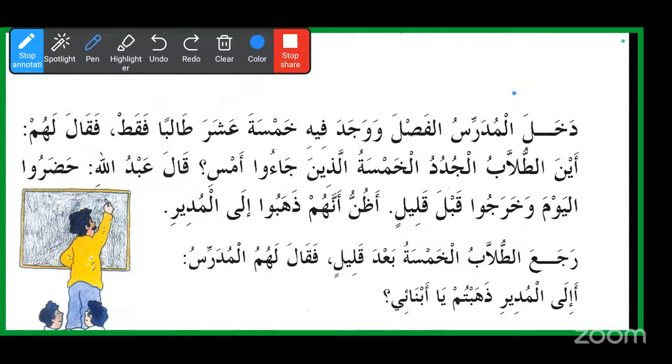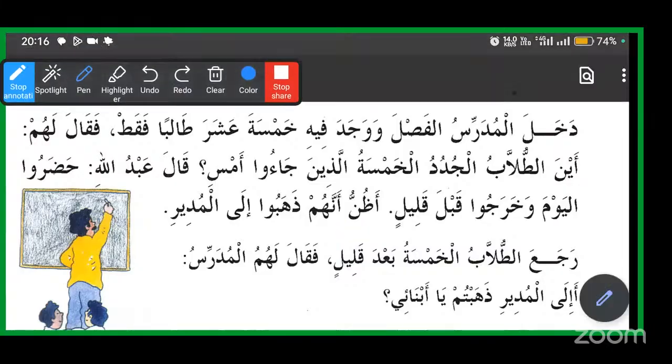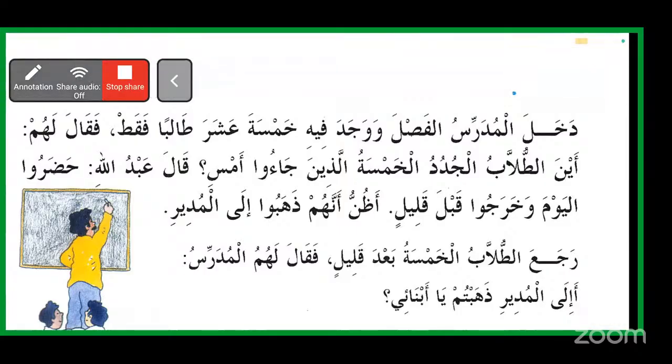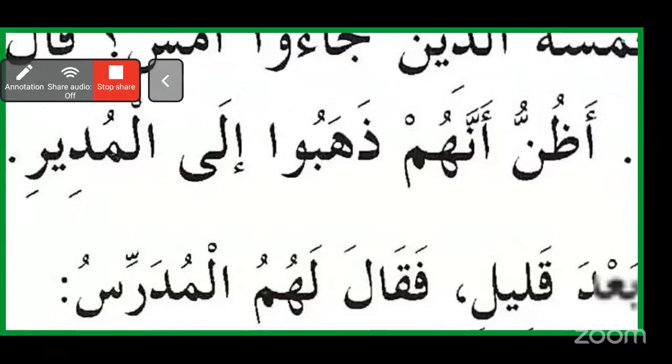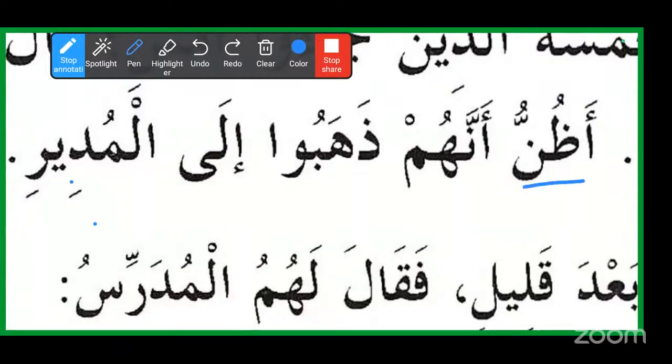أظن, we have discussed and learned this word in detail. أظن, I think. أنهم ذهبوا إلى المدير. أظن, I suppose, I think. أن means that, هم, that they. أظن أنهم, I suppose that they ذهبوا, went إلى المدير, to the principal.